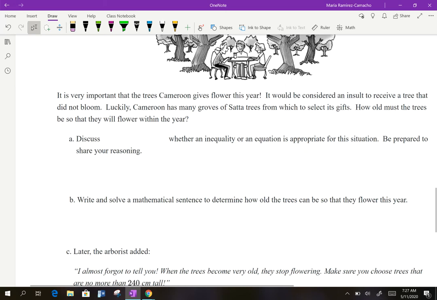How old must the trees be so that they will flower within the year? Discuss whether an inequality or an equation is appropriate for the situation. Be prepared to share your reasoning."